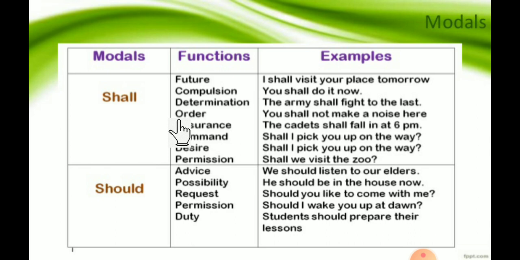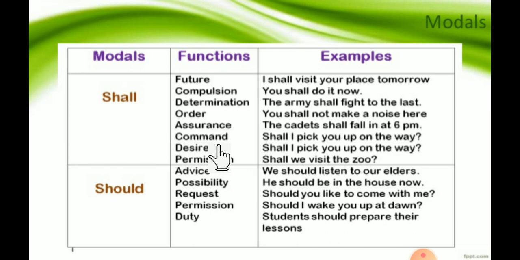Even for order you can use shall. You shall not make a noise here. So you are giving an order. You shall not make noise here because there is a school here, or you can say there is a hospital here. Next one, for assurance. If you are assured of a particular thing, then you are using shall. So here example, the cadet shall fall in at 6 p.m. So it is assured. Okay.